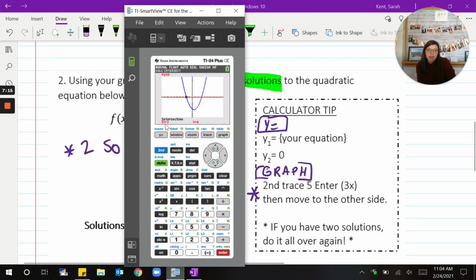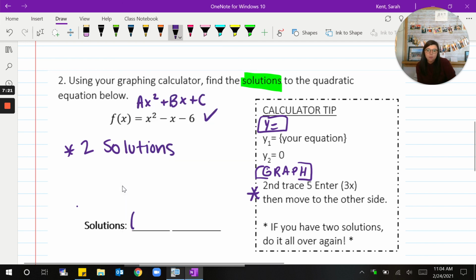So it says x is -2, y is 0. So that means one of my answers will be -2, 0. But we have 2 solutions. So if you have 2 solutions, do it all over again. And that just means this step right here, do again.